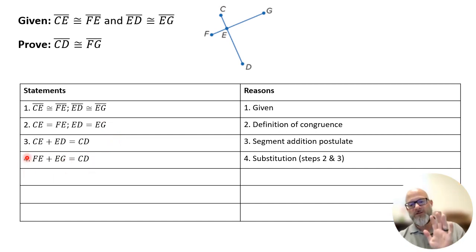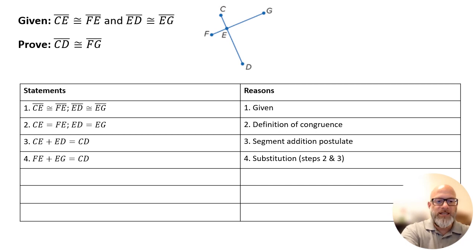Some people see substitutions very easily. Some take a lot of training to get there. So if you need the training, then spend the time with it. Oh, let's look over here. How do we get to this? Can you see FE plus EG equals CD? Can you see how you got there? Can you? Okay, stare at step 3. CE plus ED equals CD.